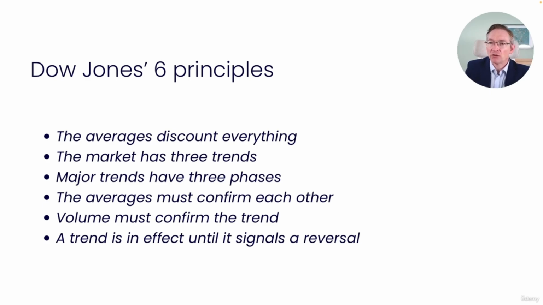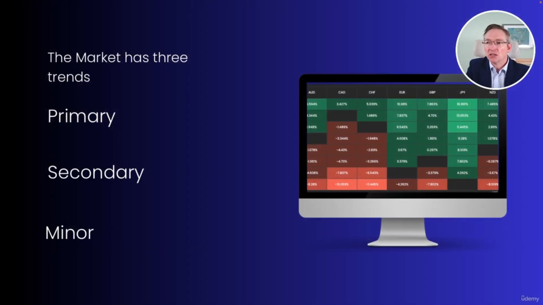And Dow Jones had these 6 principles here. The first principle I want to really draw our attention to is he considered that the market had 3 distinct trends. And the way he described it, I think, is very helpful. He saw it as a primary, secondary, and minor trend, right? And then he used a very helpful way to describe this.